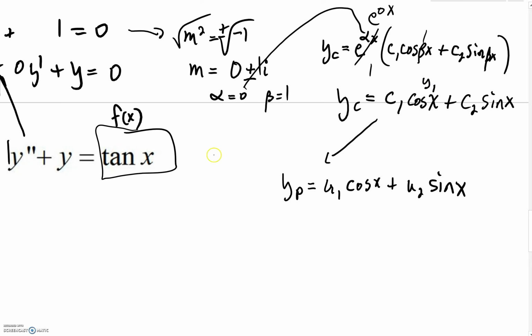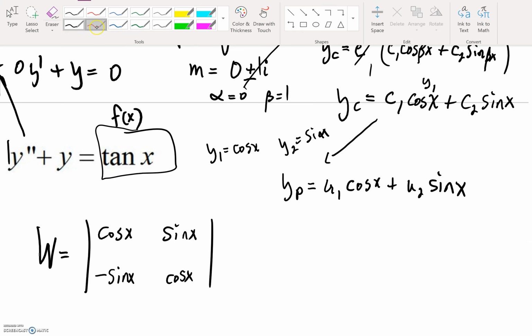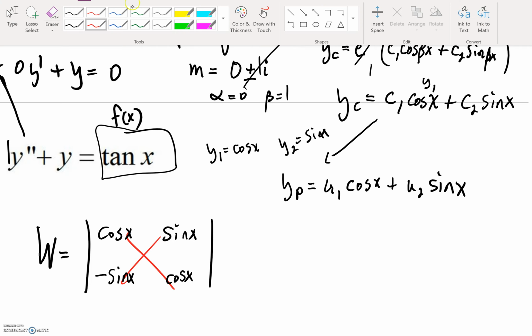So y sub 1, remember, was equal to cosine of x, and y sub 2 would be the sine of x. And we could go ahead and start working this out. Well, the Wronskian is going to say, take your y sub 1 and take your y sub 2 and take their derivatives. The derivative of cosine of x is negative sine of x. The derivative of sine is cosine. And then we go ahead and we cross multiply, and we're going to subtract here.